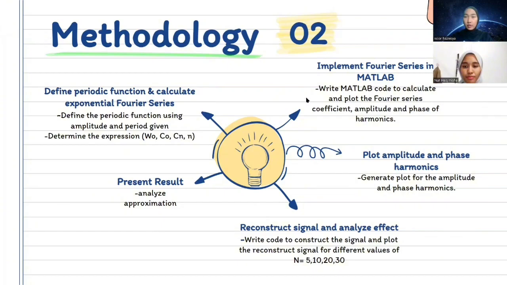This is for question 2. Write MATLAB code to calculate and plot the Fourier series coefficients, amplitude and phase of the harmonics. Next is plot the amplitude and phase harmonics to generate plots for them. Next is reconstruct the signal and analyze the effect. We write code to construct the signal and plot the reconstructed signal for different values. For our assignment, we use n equal to 5, 10, 20, and 30. And the last is present the result, the Gibbs phenomenon.